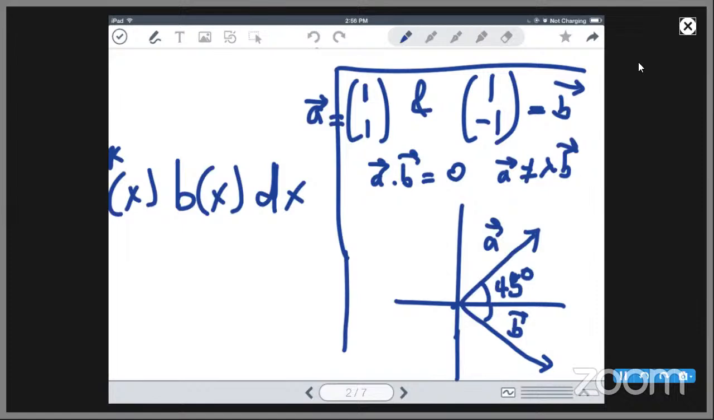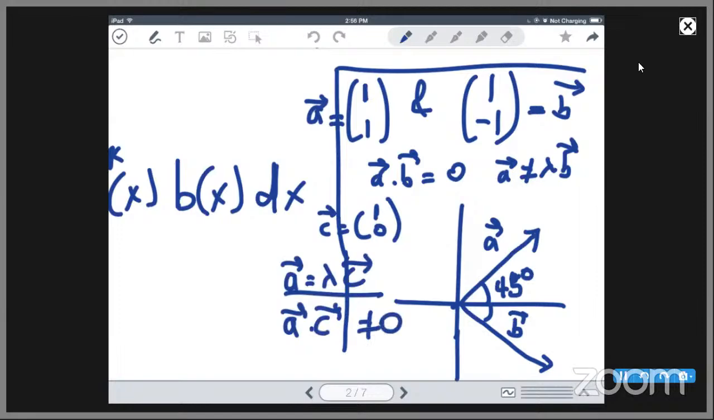In this case, they are orthogonal, but they don't have to be orthogonal. I can give you an example where they're linearly independent, but they are not orthogonal to one another. So you can look at C, which is 1, 0. Okay. So you cannot write A as a constant times C. Okay. But A dot C is not equal to 0. Okay. So you can think of different things like that.